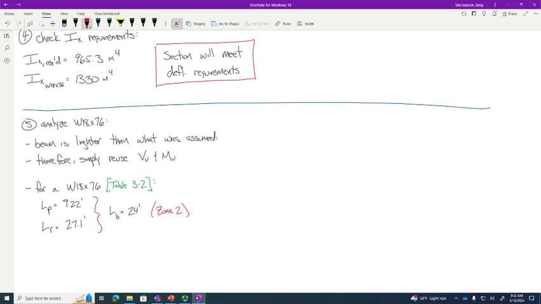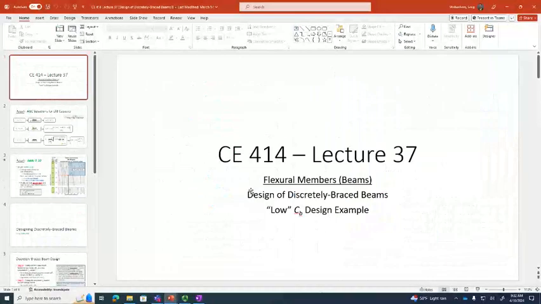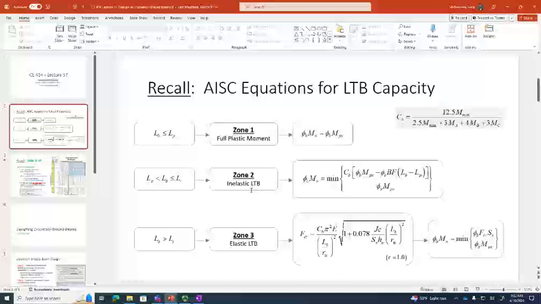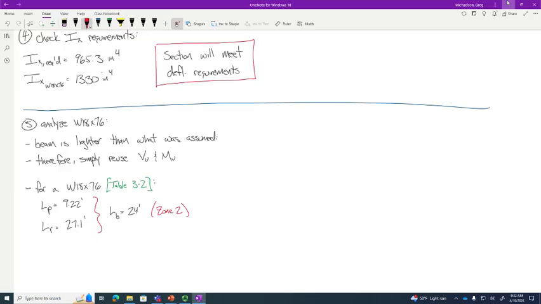We're in zone 2, okay? Now zone 2, let me go back to my flow chart here. Here's our expression for zone 2 capacity. So what terms are we going to need? We're going to need CB, phi MP, phi BF, LB and LP. So let's just start writing this stuff down.